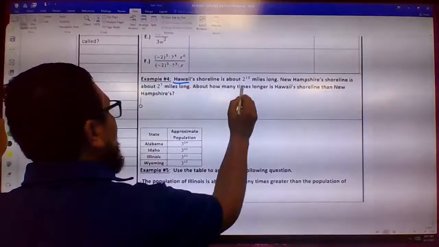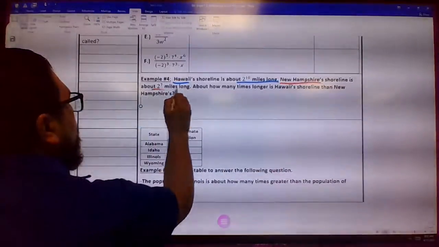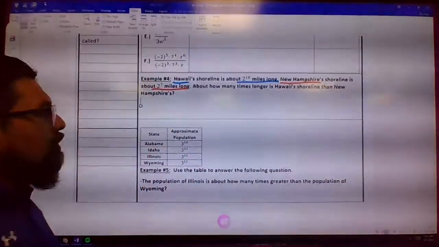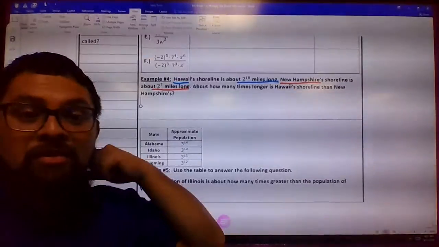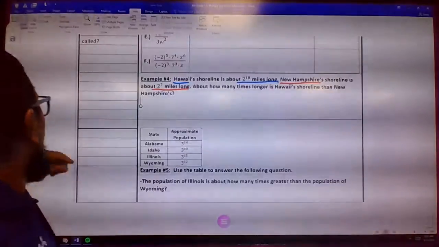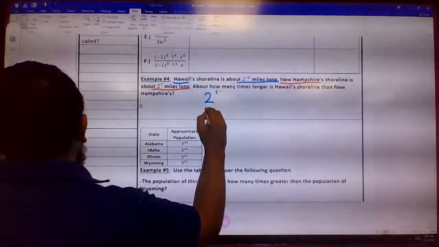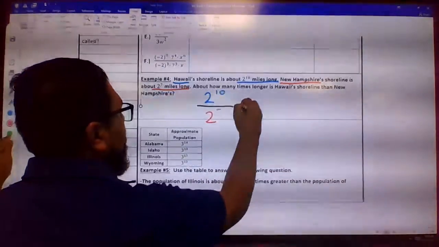Hawaii, this is Hawaii. And then this is New Hampshire. So about how many times longer is Hawaii's shoreline than New Hampshire's? Whenever it's telling you, how many times longer, it's a division problem. Which one's bigger? This one's bigger. So it's 2 to the 10th divided by 2 to the 7th.